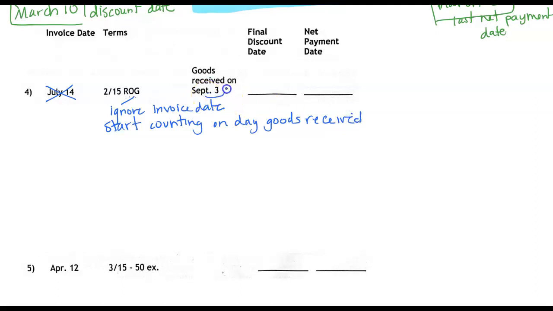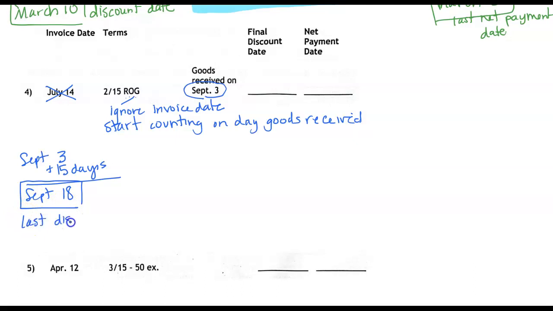In this case, that would be September 3rd. We're going to start out with September 3rd, and we have 15 days to earn a 2% discount, so let's add 15 days. And that gives us September 18th. That does exist on a calendar. That's our last discount day.